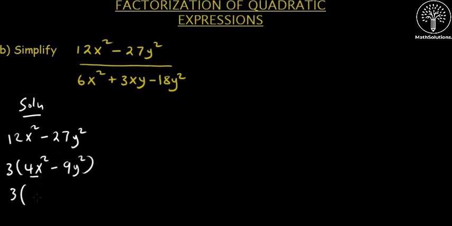So for the first square we have 2x squared. So 2x squared gives us 4x squared. Remember, when you square 2 you get 4. When you square x you get x squared. Minus, for the second term we have 3y squared.